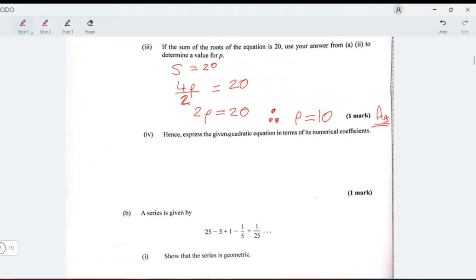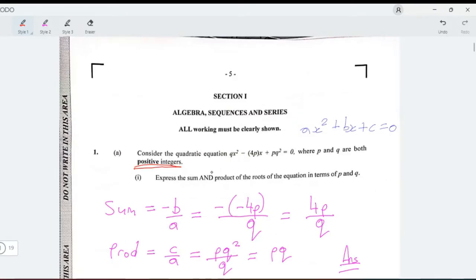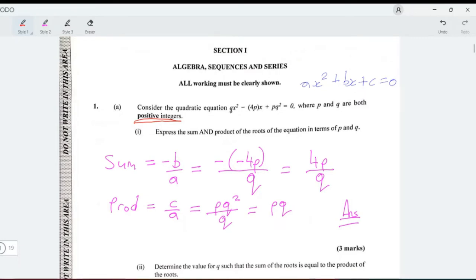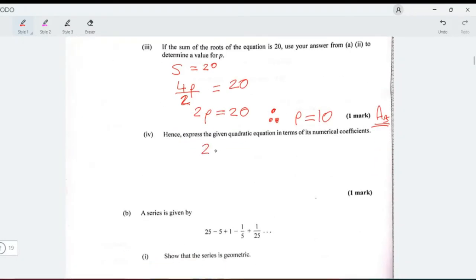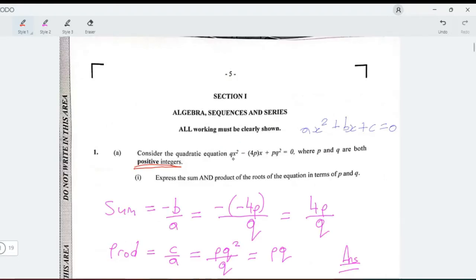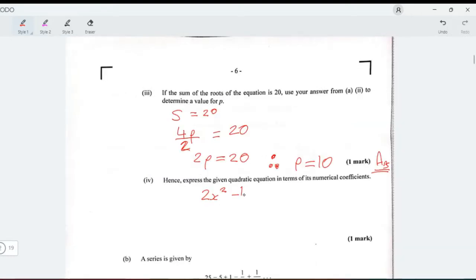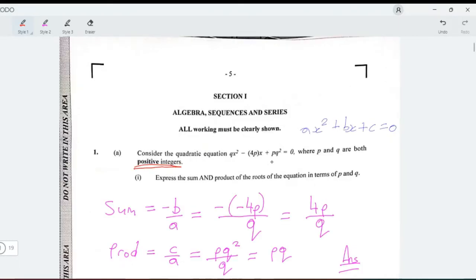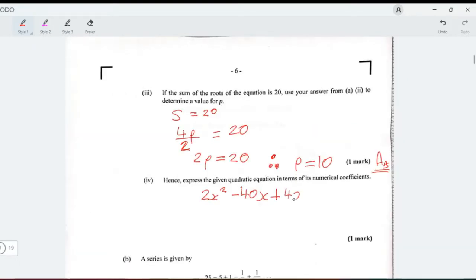Now it says, hence give the quadratic equation in terms of numerical coefficients. So since we found q is 2, now it becomes 2x squared minus, p is 10, so 4 times 10 is 40, so minus 40x. Then q is 2, 2 squared is 4, and 4 times 10 is 40. This is now plus 40 equal to 0. That's it in terms of numerical coefficients.